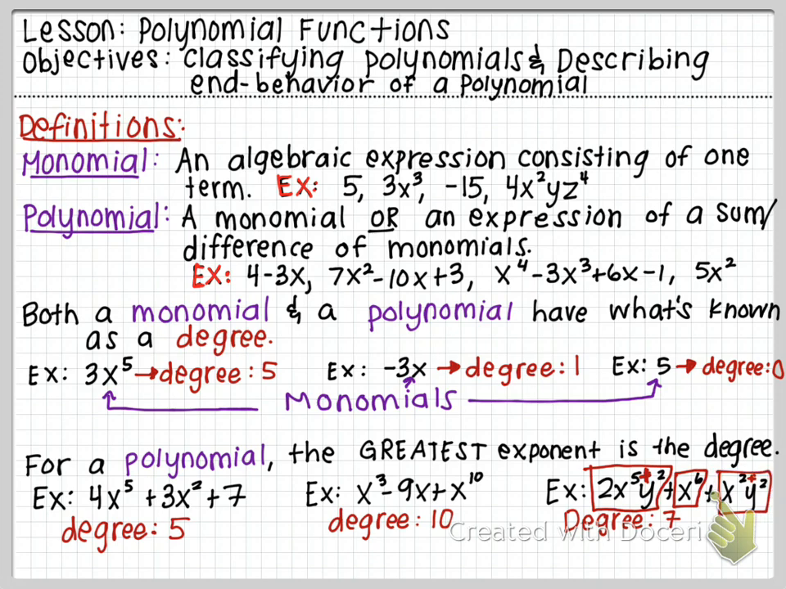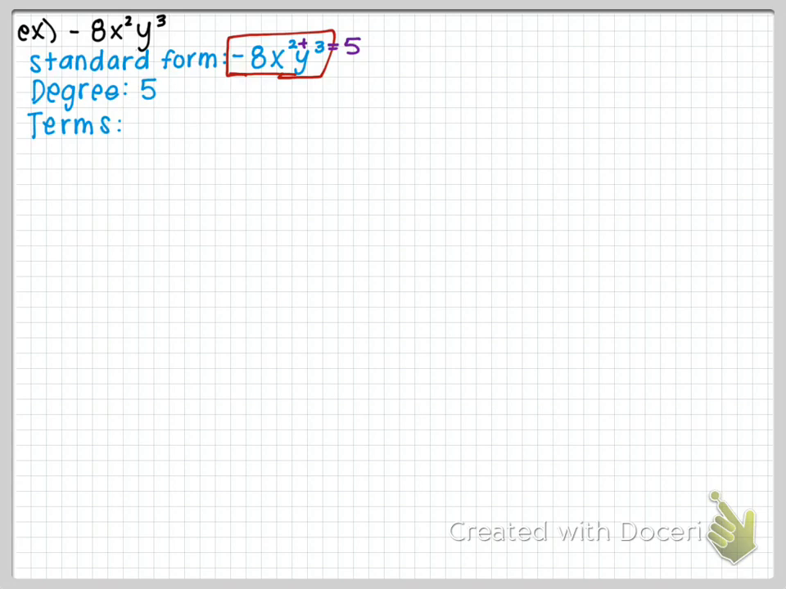In the same way, we're going to look at this one and say our degree is 5, because 2 plus 3 is 5. If you have any questions on this, please raise your hand. I'll come around and explain it to you and give you some more examples. How many terms do we have here? 1. So to classify it, a degree of 5 is a quintic, and 1 term is a monomial. So we'd call this a quintic monomial.